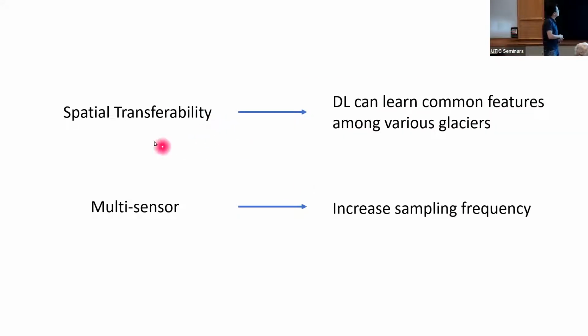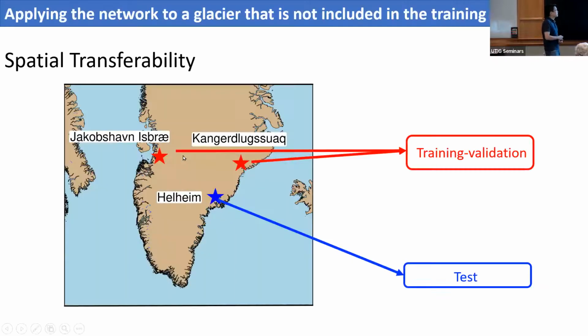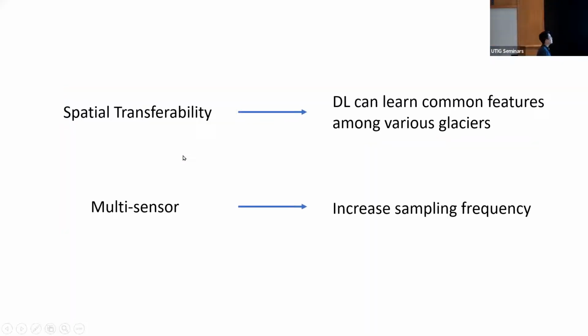First, why we need to test the spatial transferability? Because if the deep learning method does have spatial transferability, it means it can extract common features from various glaciers, and we have more confidence to apply it to a lot of glaciers. And second, the multi-sensor remote sensing imagery can increase the sampling frequency.